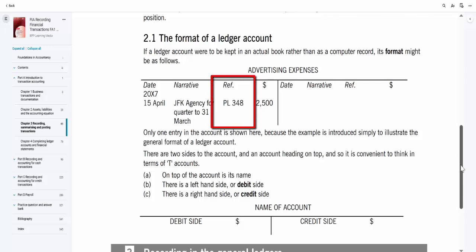Reference column: this records a reference number or code linking the transaction back to its source document, like an invoice or receipt. For example, the reference is PL 348. Amount column: this shows the monetary value of the transaction. For instance, the amount of $2,500 is recorded on the debit side.